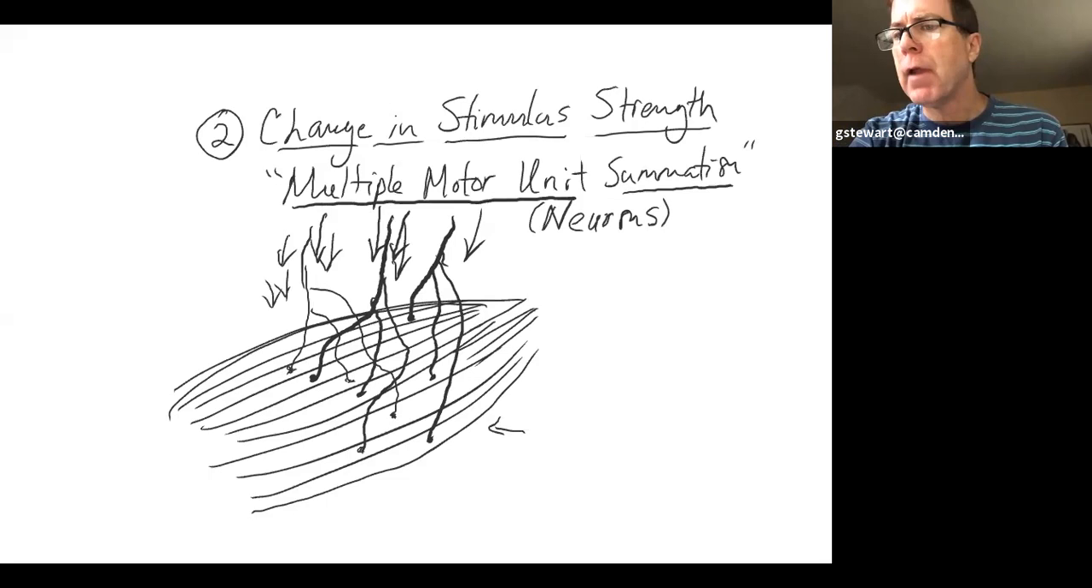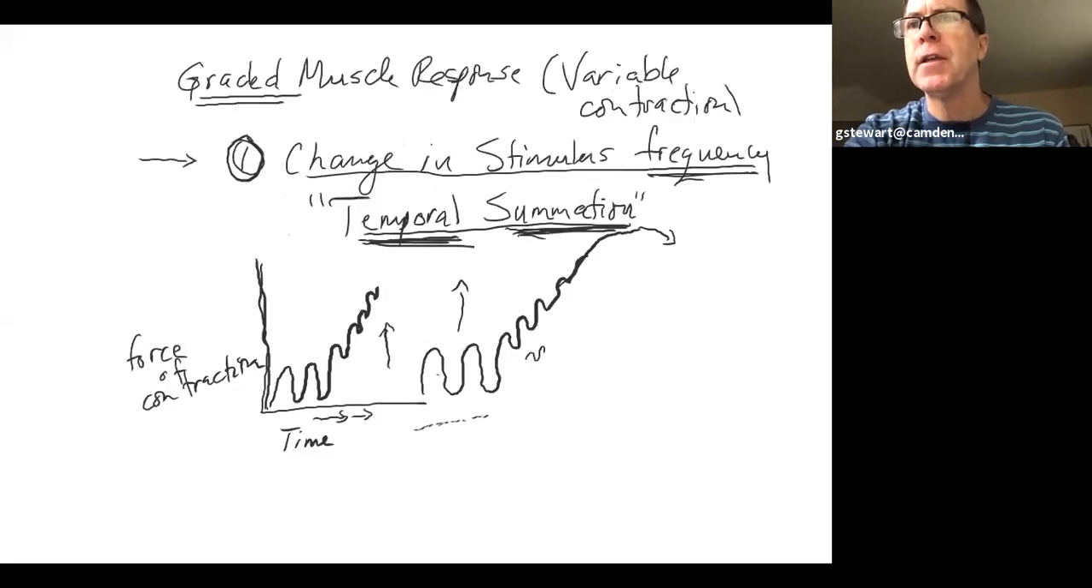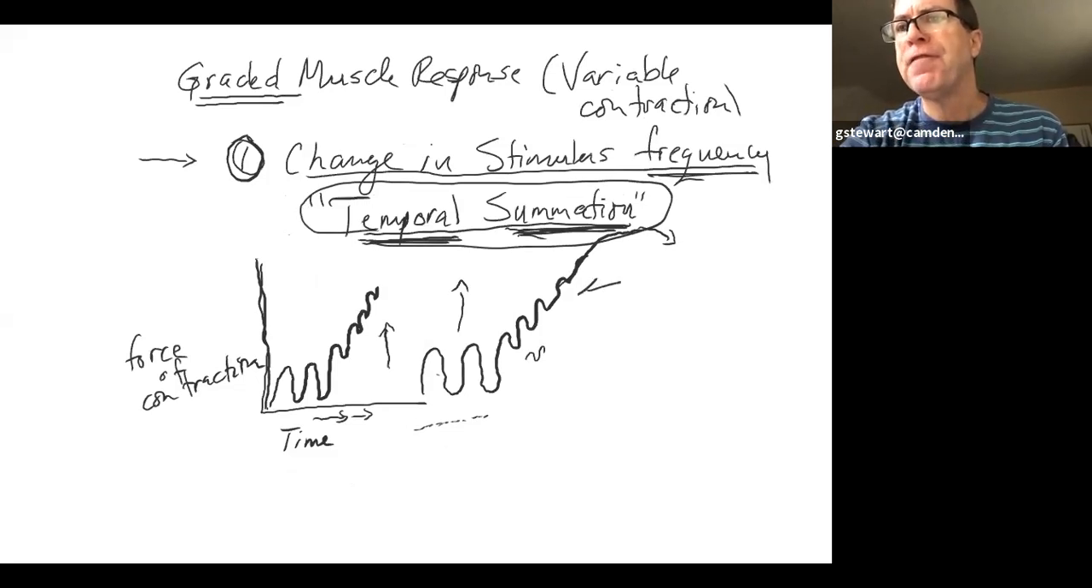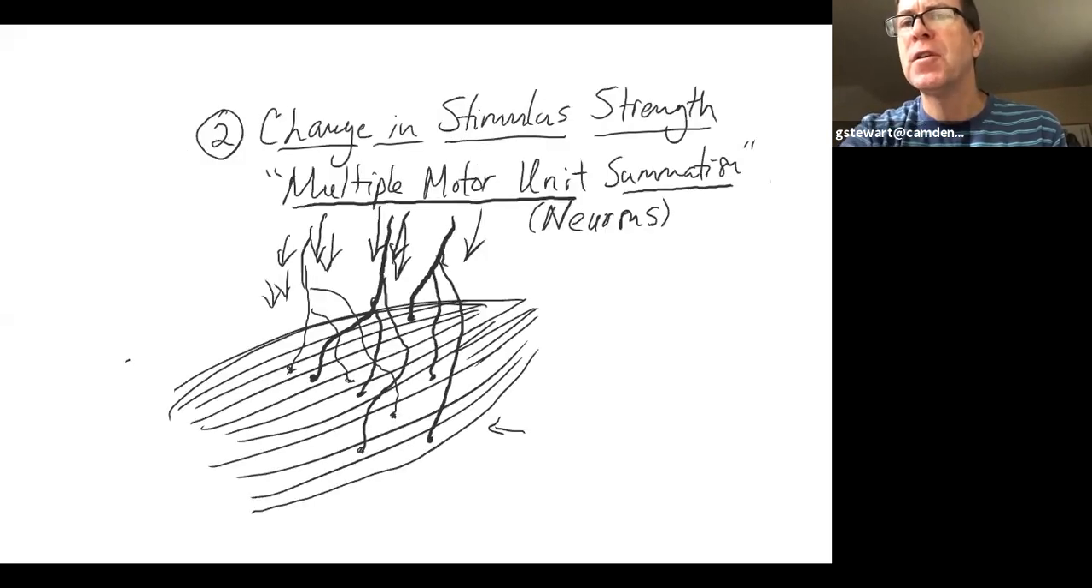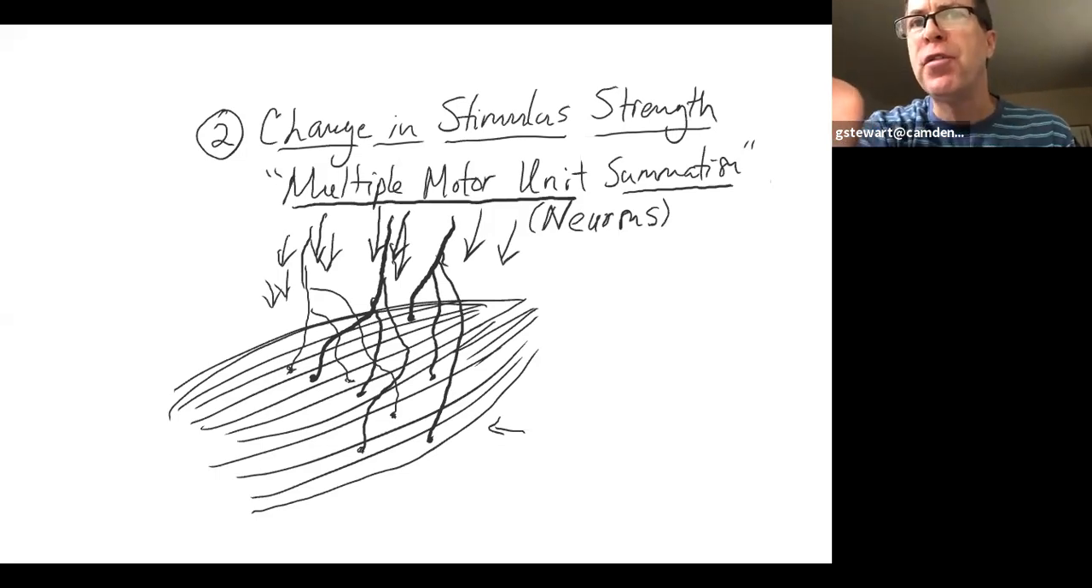So just to reiterate quickly before I move on, temporal summation refers to firing neurons at a faster rate. Multiple motor unit summation means firing more neurons that stimulate stronger fibers. Both of those factors change the amount of force that a muscle can produce. All right.